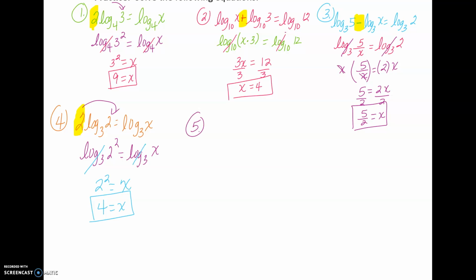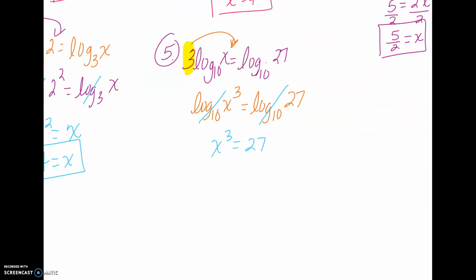Okay, number 5. 3 times log base 10 of x equals log base 10 of 27. That doesn't look like a 10. Let me fix that. So I see I have a 3 as a value in front of the log. That's going to become an exponent on x. So this becomes log base 10 of x to the 3rd power equals log base 10 of 27. I can cancel my log base 10s, they're the same, and I get x cubed equals 27.